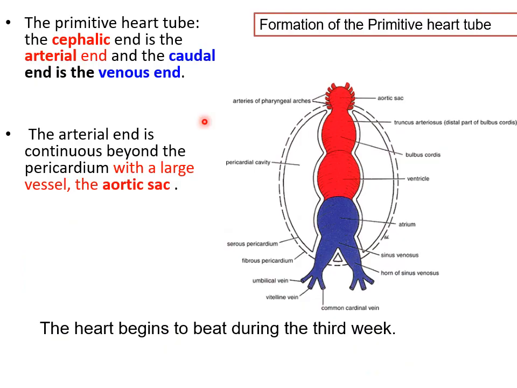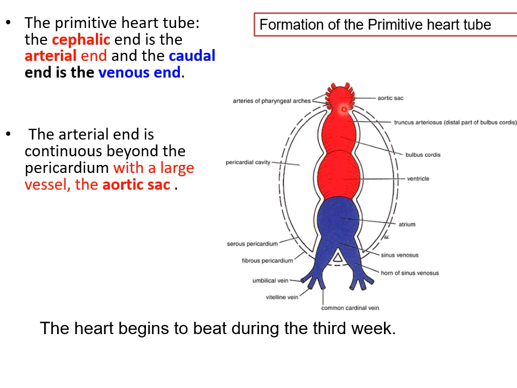Now this primitive heart tube here is surrounded by the pericardium. As you can see, it has a cephalic or arterial end shown in red and a caudal or venous end shown in blue, where the two ends have remained separate. Now the arterial end is continuous beyond the pericardial cavity with a little sac known as the aortic sac. We shall see about this in the next lecture.